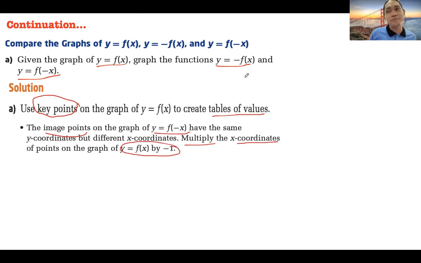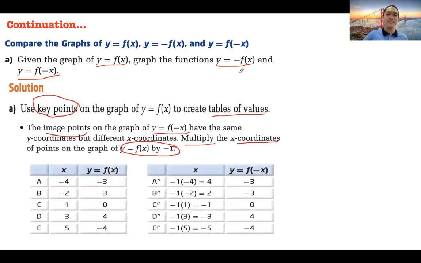So what will happen? Okay, let's see what happens. Okay, this is the graph. As you can see, -4, we just multiply. -4, of course, for the y, it has -3. Then after this one, we can just multiply -1 to your x coordinates, okay?